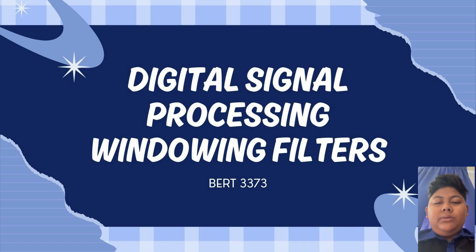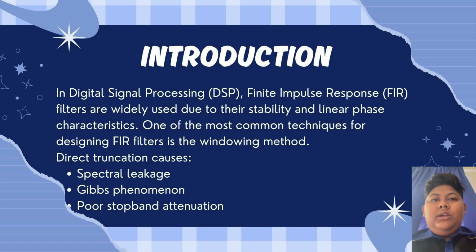Today I'm going to present about digital signal processing, windowing filters, DER3373. For introduction, in digital signal processing, DSP, finite impulse response FIR filters are widely used due to their stability and linear phase characteristic. One of the most common techniques for designing FIR filters is the windowing method. Direct truncation causes spectral leakage, Gibbs phenomenon, and poor stop-band attenuation.